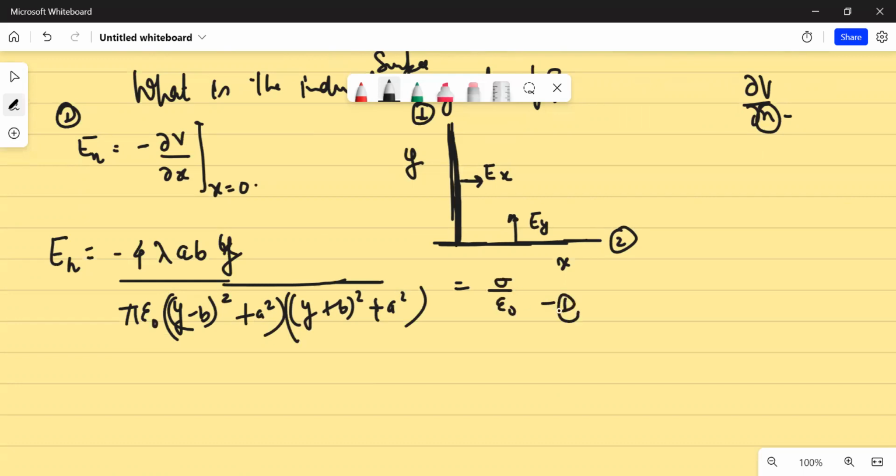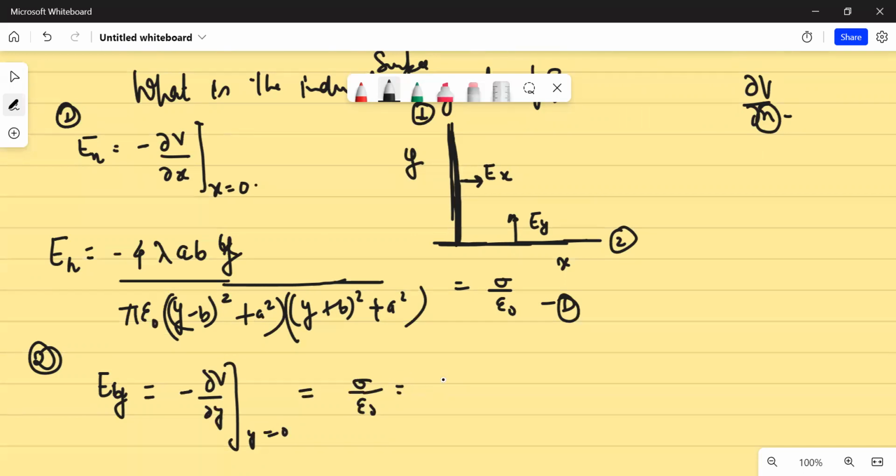This is 1. And on 2, again, one wants to find the electric field, and the normal component would be along the y direction. That will be minus del v upon del y. And on this axis, your y coordinate is 0. Is that clear? Again, it will be equal to sigma upon epsilon naught.